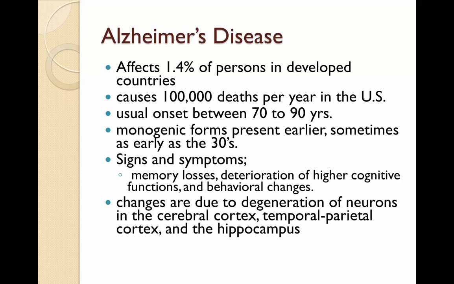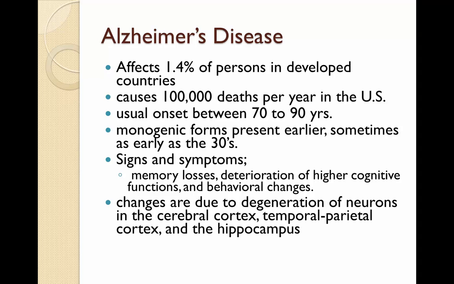Now on to Alzheimer's disease. This affects about 1.4% of the people in developing countries. It results in about 100,000 deaths per year in the United States. The usual onset is between 70 and 90 years, although there's a monogenic form that presents earlier, sometimes as early as in their 30s. Signs and symptoms tend to be memory loss, disorientation of higher cognitive functions, and behavioral changes.